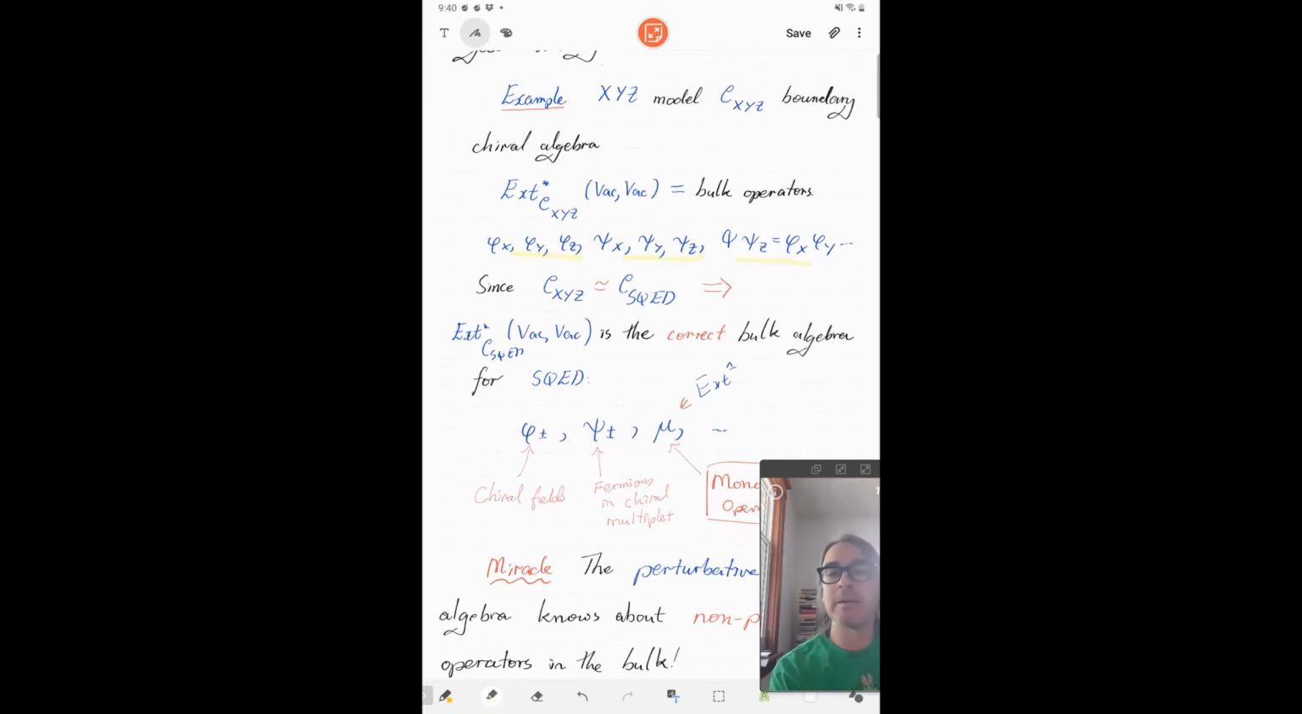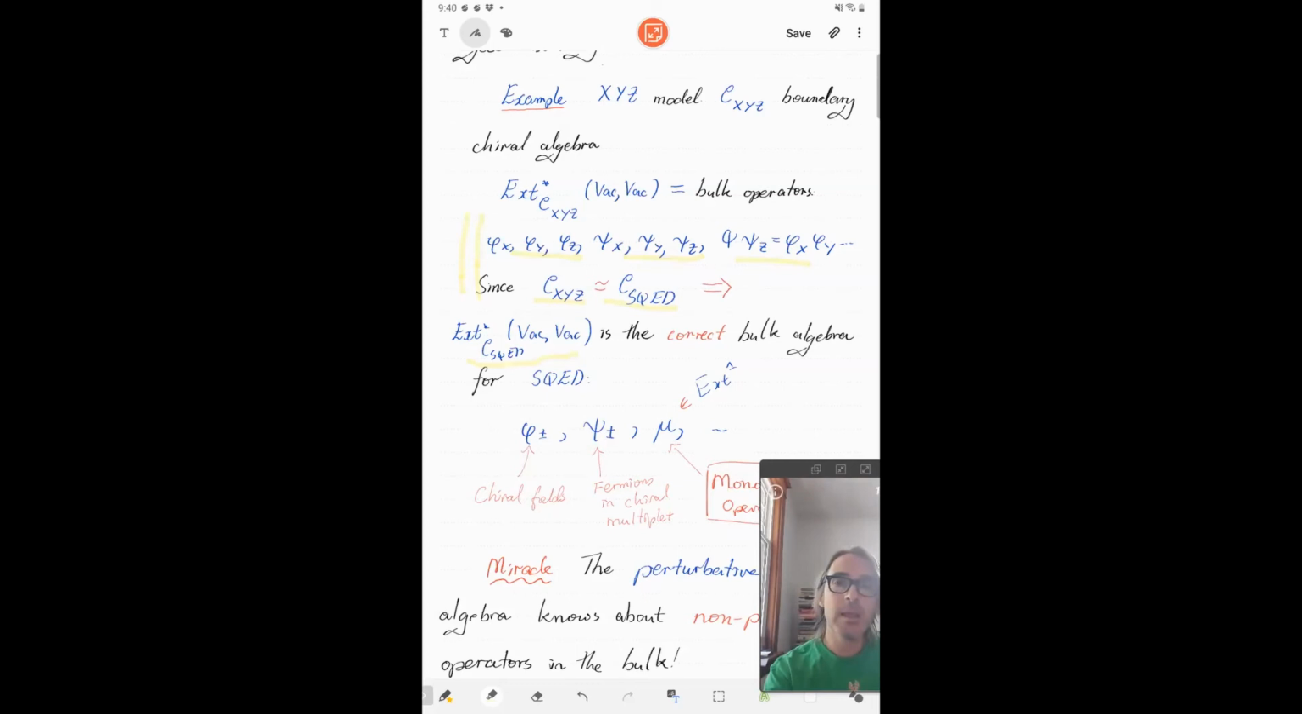But now we know that on the boundary, the XYZ boundary algebra is isomorphic to the SQED boundary algebra. So therefore, these things are just the same. If I take the Self-Ext of the SQED and the Self-Ext of the XYZ, we get the same thing. So that tells us that the Self-Ext of the SQED vacuum module is the correct bulk algebra.